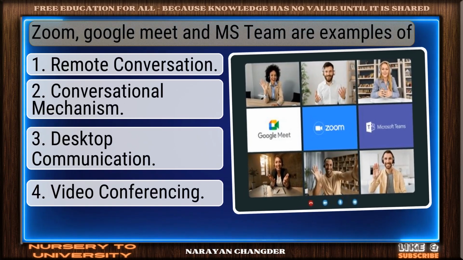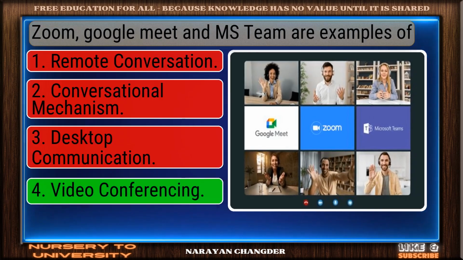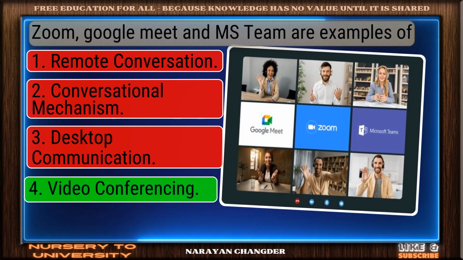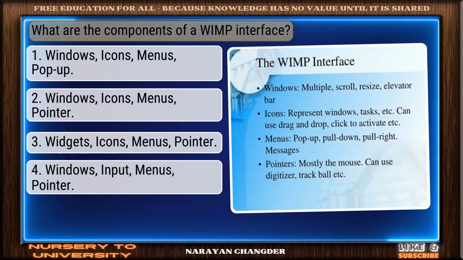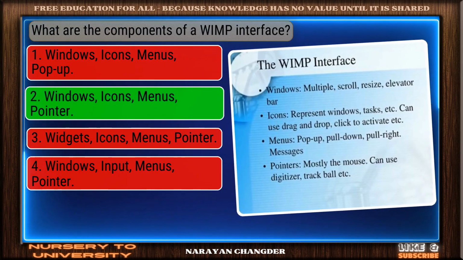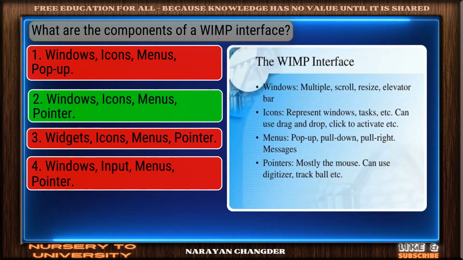Zoom, Google Meet, and MS Teams are examples of. Smart pick. Video conferencing is the correct choice. What are the components of a WIMP interface? Good thinking. Windows, icons, menus, pointer is the right answer.